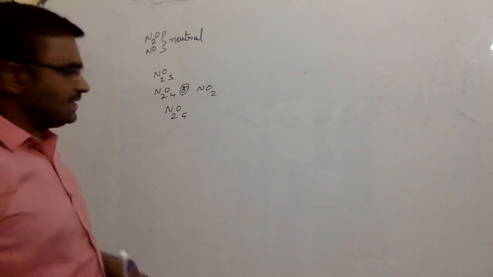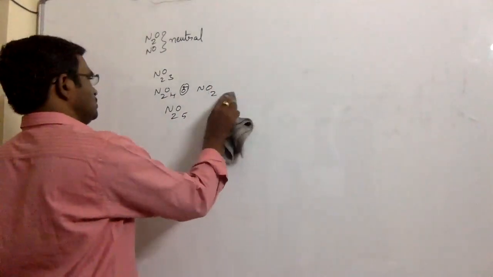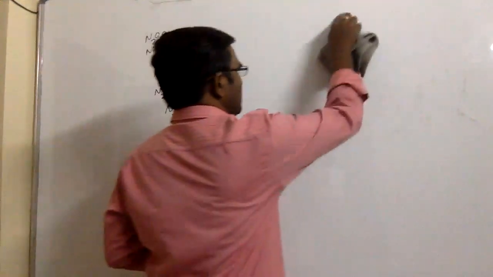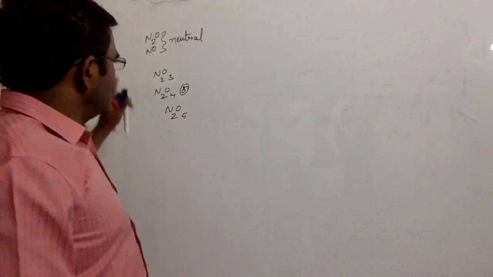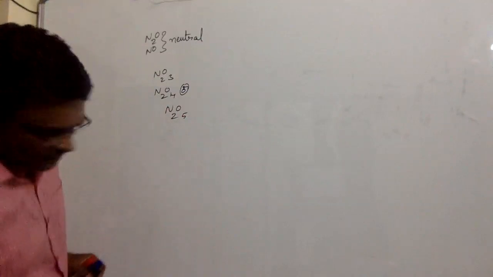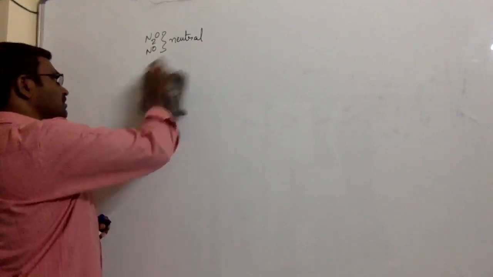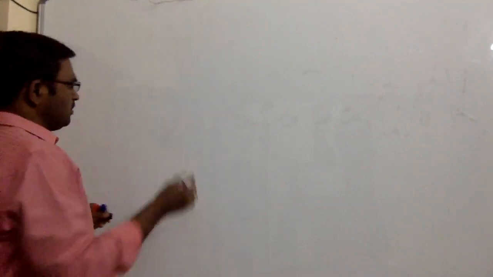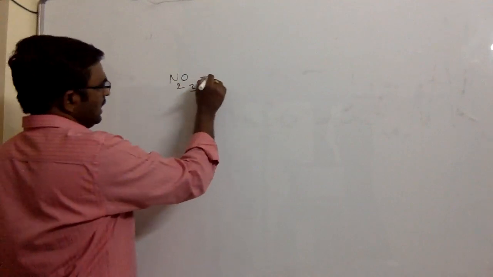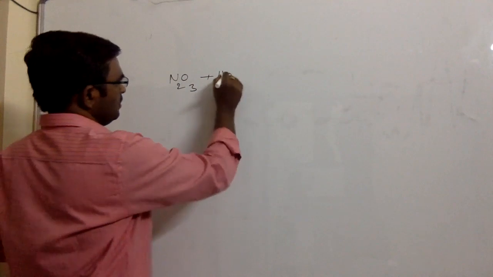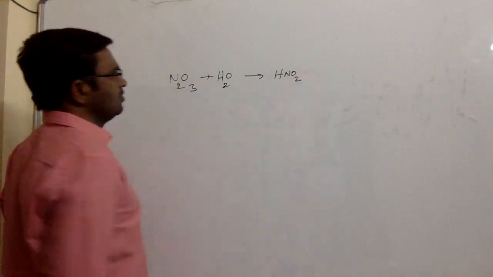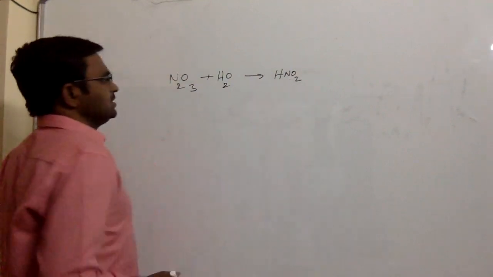So students, we will discuss anhydrides. When a compound undergoes hydrolysis and gives a particular acid, then the oxide is called the anhydride of that acid. Suppose nitrogen trioxide, whose formula is N2O3. Hydrolysis of this gives nitrous acid. The formula of nitrous acid is HNO2.